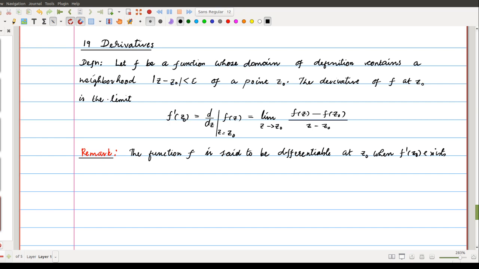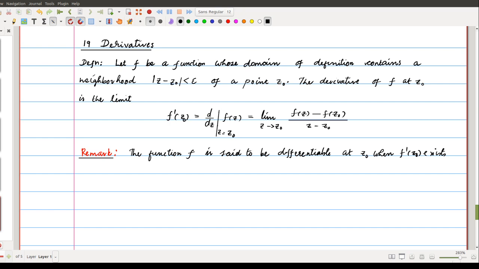Let f be a function whose domain of definition contains a neighborhood |z - z0| < epsilon of a point z0. In order to discuss the derivative of a function f at z = z0, there should exist at least one neighborhood about z0 which is fully contained in the domain. Then the derivative of f at z0 is the limit.